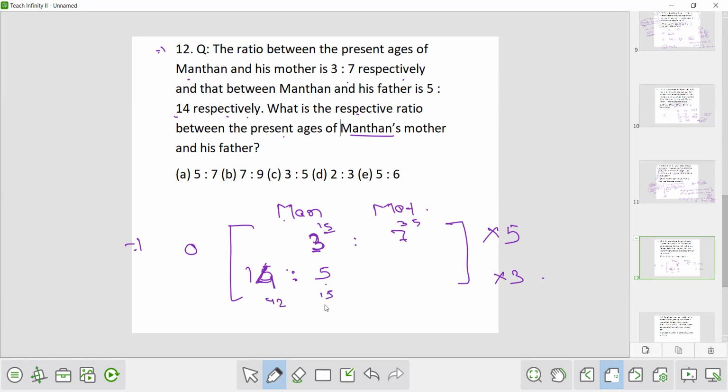Now here is also 15, here is also 15. So you can write it 42:15:35. Now they are asking what is the ratio between Manthan's mother and Manthan's father. Manthan's mother is 35 and Manthan's father is 42. So 35:42. It will cancel by 7 table, 5:6. So your answer is 5:6.